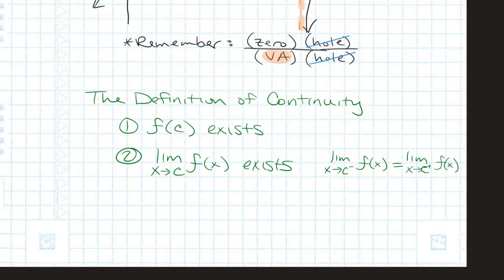So we show existence, that the value of f of c exists. We prove that the limit as x approaches c exists. And the third thing that we show is that the limit as x approaches c for this function is the exact same as f of c.